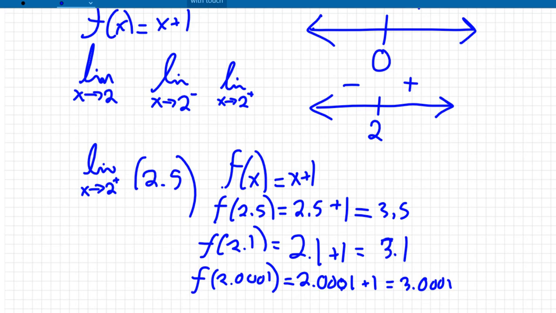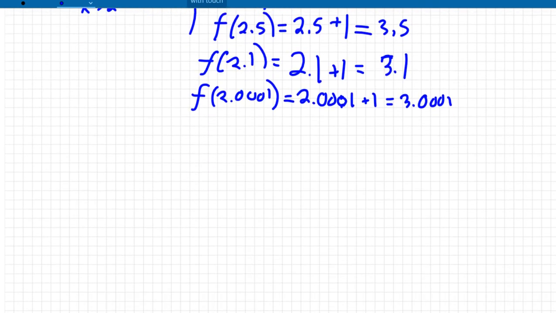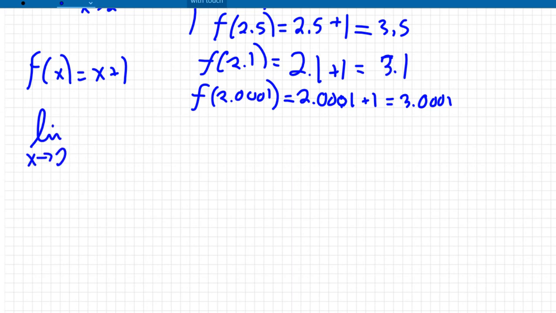So we would say that, for our function f of x equals x plus 1, the limit as x approaches 2 from the right of x plus 1 equals 3.